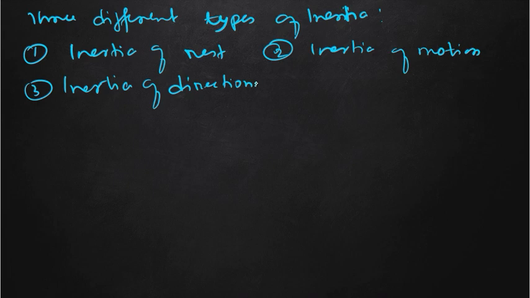Clear? So you can just read points B, C, D, E. Okay, four or five examples are there. And the second one is inertia of motion.